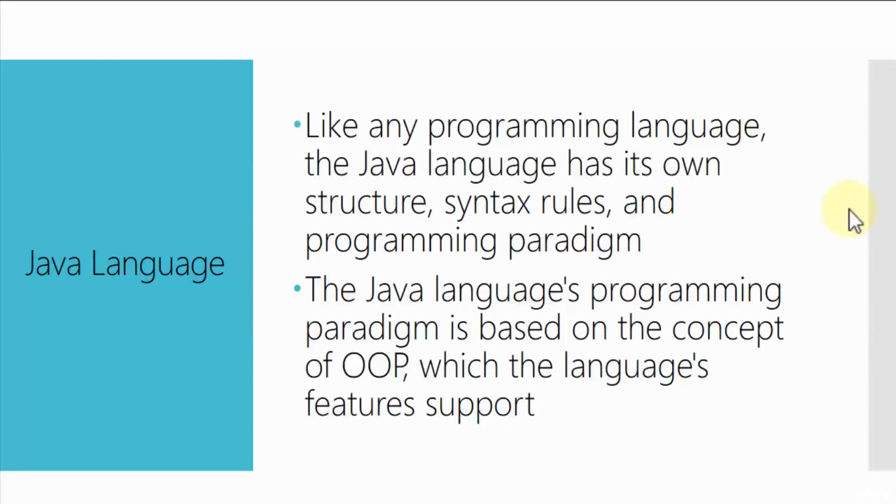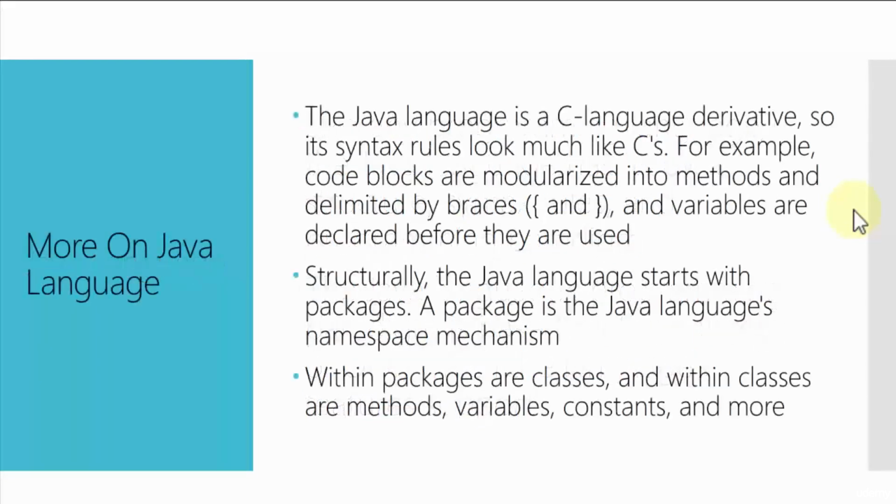The language itself is based on the concept of object-oriented programming. In other words, everything in Java is an object, which the language's features support. So similar to, let's say, the C language, its syntax rules look much like the C language. For example, the code blocks are modularized into methods and delimited by braces. So we've been using these curly braces and parentheses all along. And variables are declared before they're used. And of course, we must declare a variable in every program.